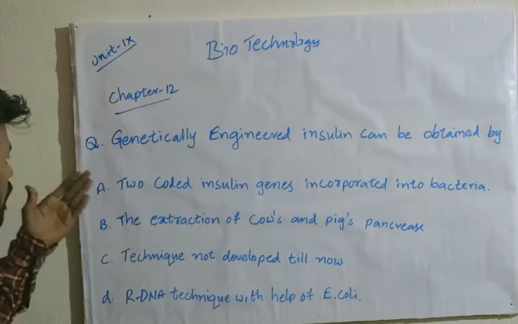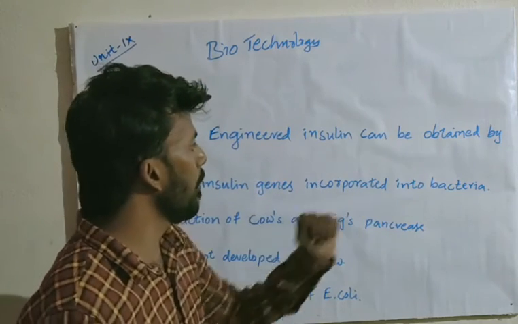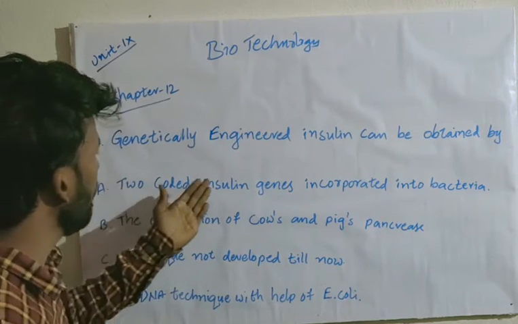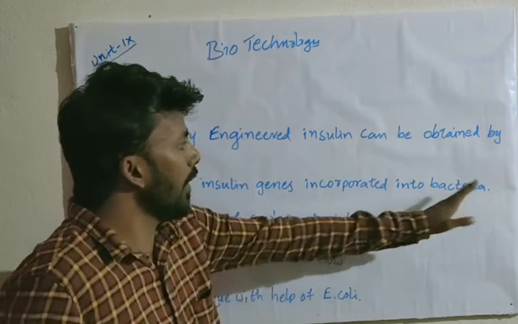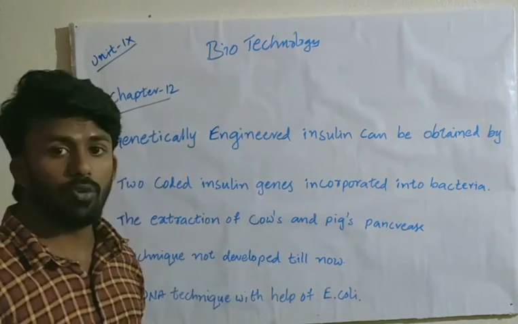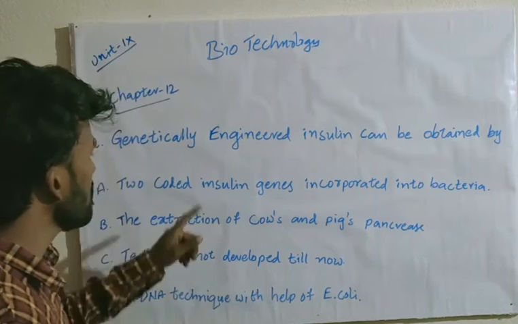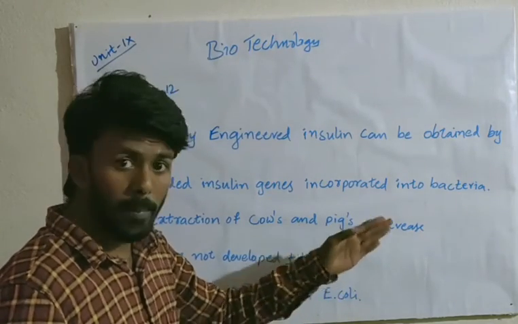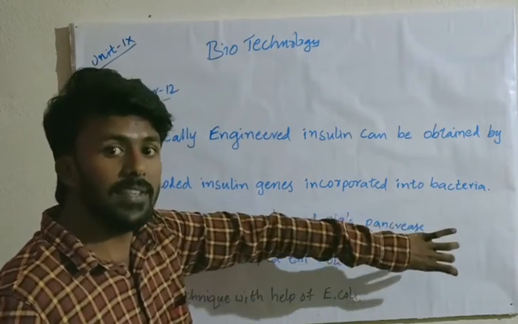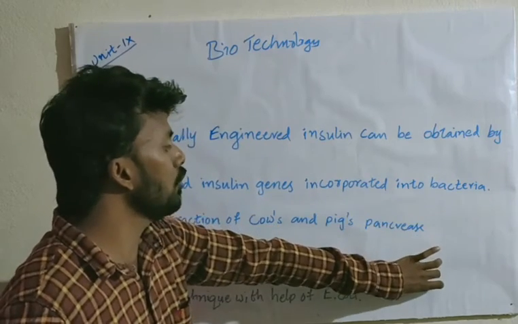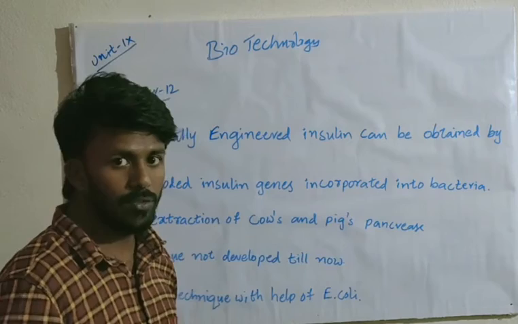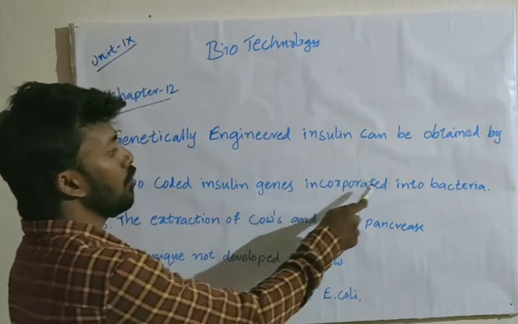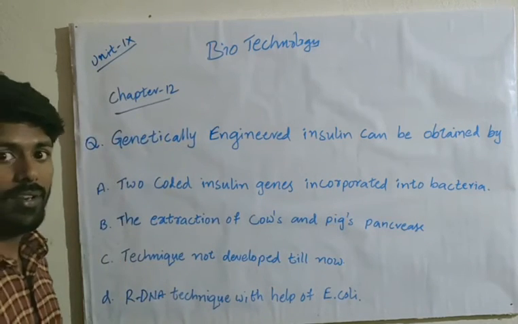Option A first. Two coded insulin genes incorporated into bacteria. But what we did before in our class is we separated the genes, then transcribed into mRNA, and from that mRNA we isolated cDNA, and this cDNA was introduced into the E. coli through the plasmid. So genetic engineering is applied there, but here the genes are directly incorporated into bacteria. So this does not justify the answer.